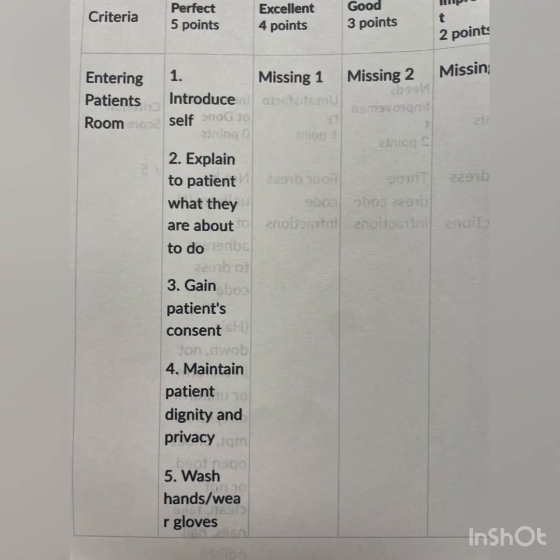The next thing on the rubric is entering the patient's room. When you are entering the patient's room, you want to make sure that you are, number one, introducing yourself, your role, what you're going to be doing. Number two, explaining to the patient the process. Be like, hi, I'm about to do a physical assessment on you. Number three, gaining the patient's consent, so making them feel like they have agency, asking for permission before you touch them. Number four, maintaining patient dignity in everything you do, so making sure they feel private, so closing the door, closing the curtain, making sure you're not pulling up their gown and just leaving them exposed, things like that. And number five, making sure you're washing your hands and wearing gloves.